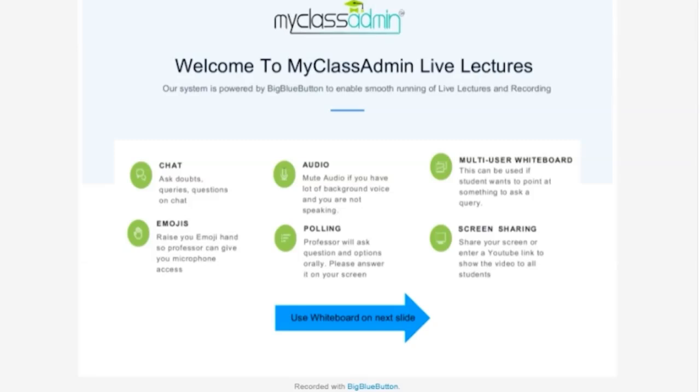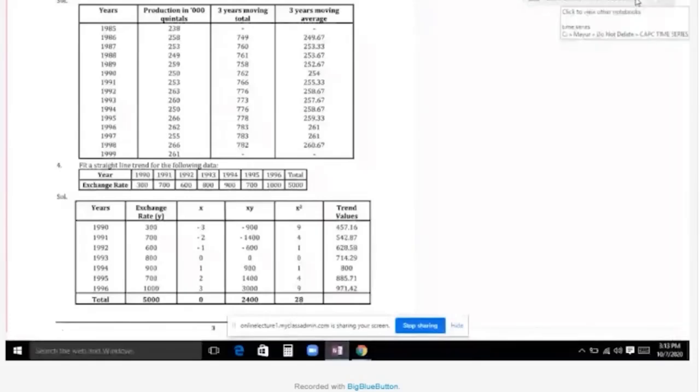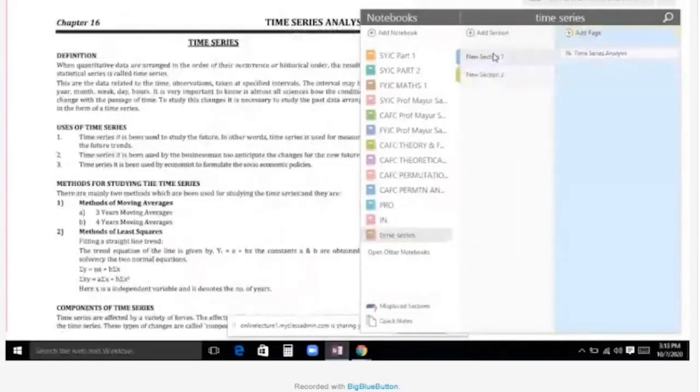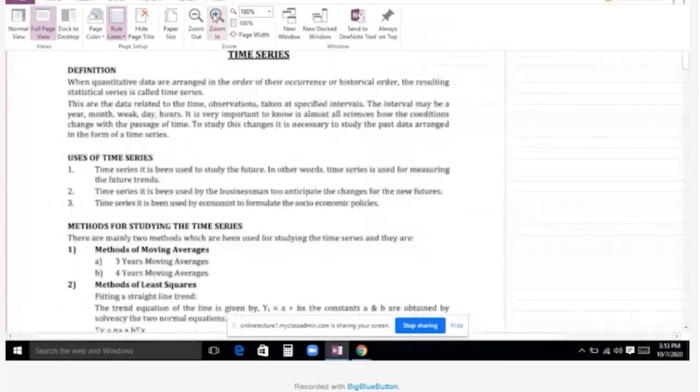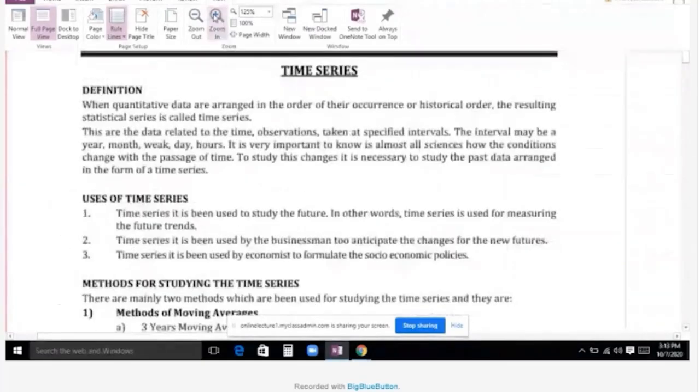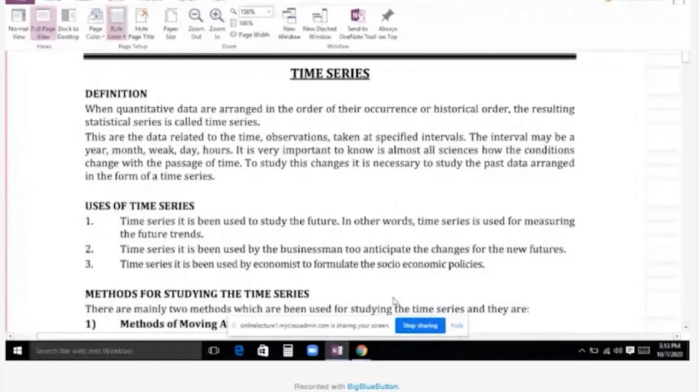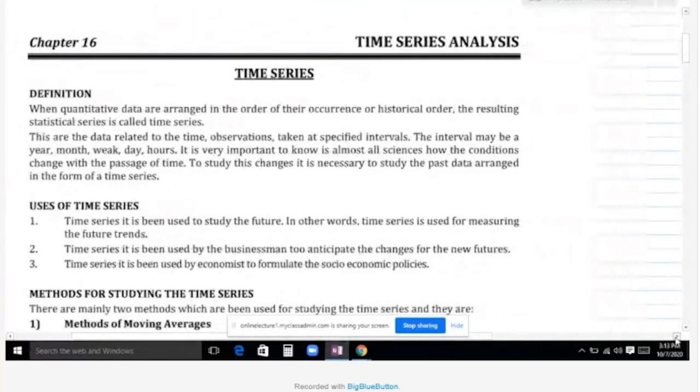So today I will be starting with the new topic, the last part of the syllabus, which is called time series. So ready?